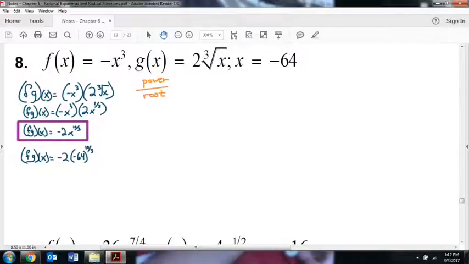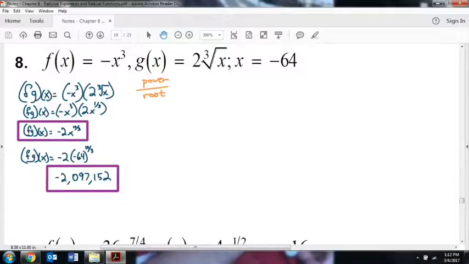You get negative 2,097,152. That's a pretty big number, but hey, it's what it is. All right, let's do the divide.